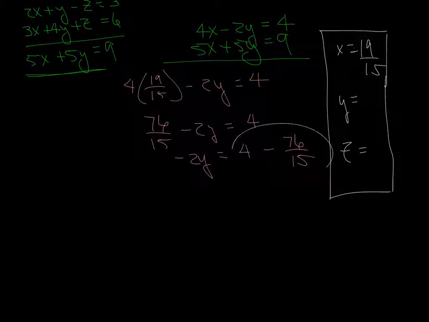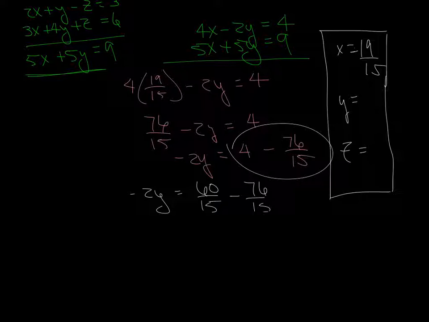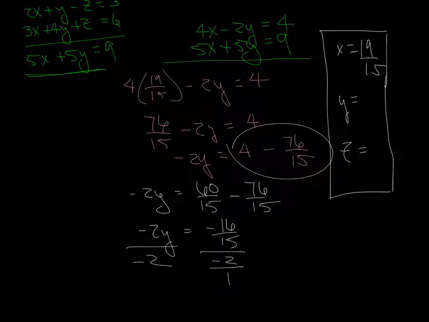Okay, so common denominators here. 60 over 15 instead of 4. Negative 2y equals negative 16 over 15. I know this is a pain, isn't it? And let's do that. Negative 2 over 1, which means we invert and multiply. Okay. And these go away.